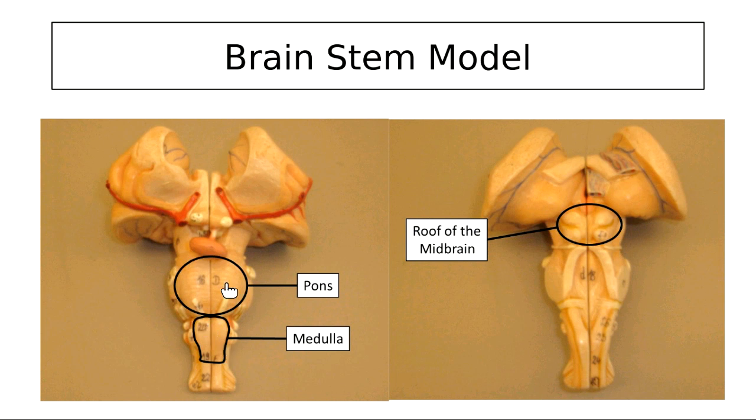Now you flip this model over, and on the back side is the top of the midbrain. See, there's the roof of the midbrain, and we're going to see that has a name. It's called the tectum, T-E-C-T-U-M. It's the top of the midbrain, and we're going to look at these four bodies later.